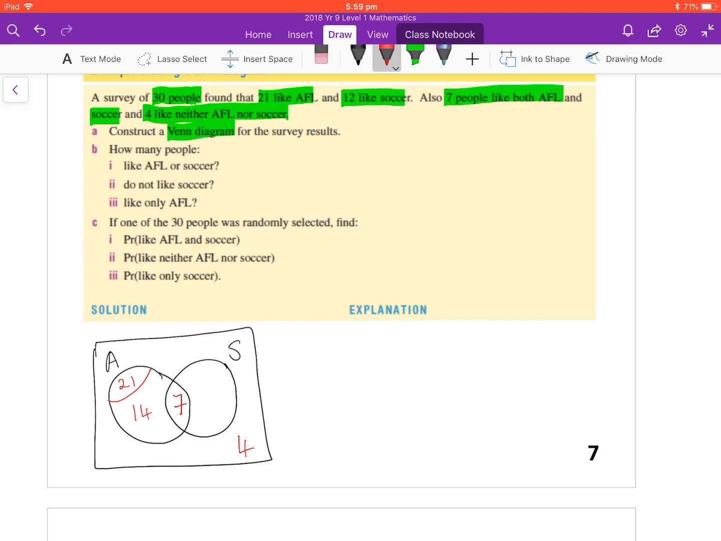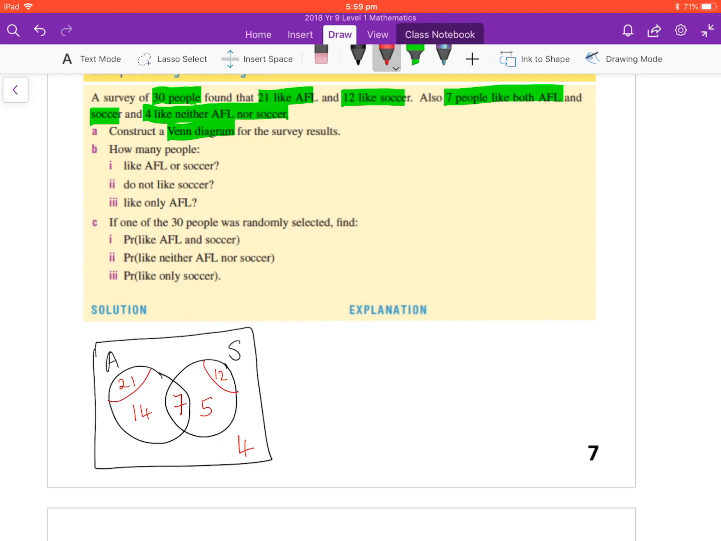Same thing with the soccer. They told us that 12 people like soccer, but they didn't use the word only. So that 12 includes the 7. So that means there's 5 people that only like soccer.